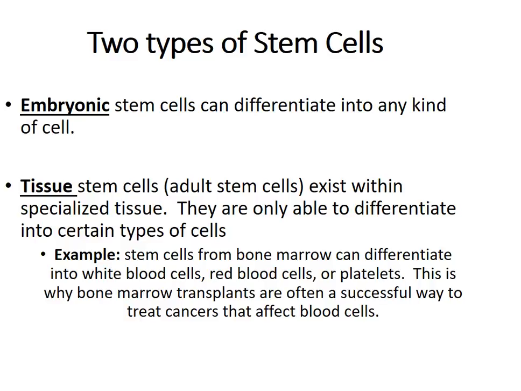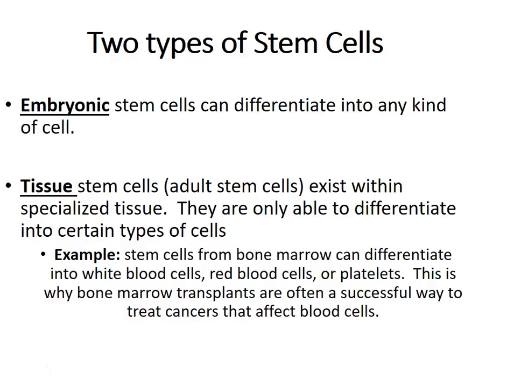So like I said, there are two major types of stem cells. Embryonic stem cells differentiate into any kind of cell. So they can become a heart cell, they can become a brain cell, an eye cell, a stomach cell, anything in the human body. And then the other kind are adult stem cells or tissue stem cells, and these exist within our specialized tissue. So they're only able to divide or differentiate into a few certain cell types.